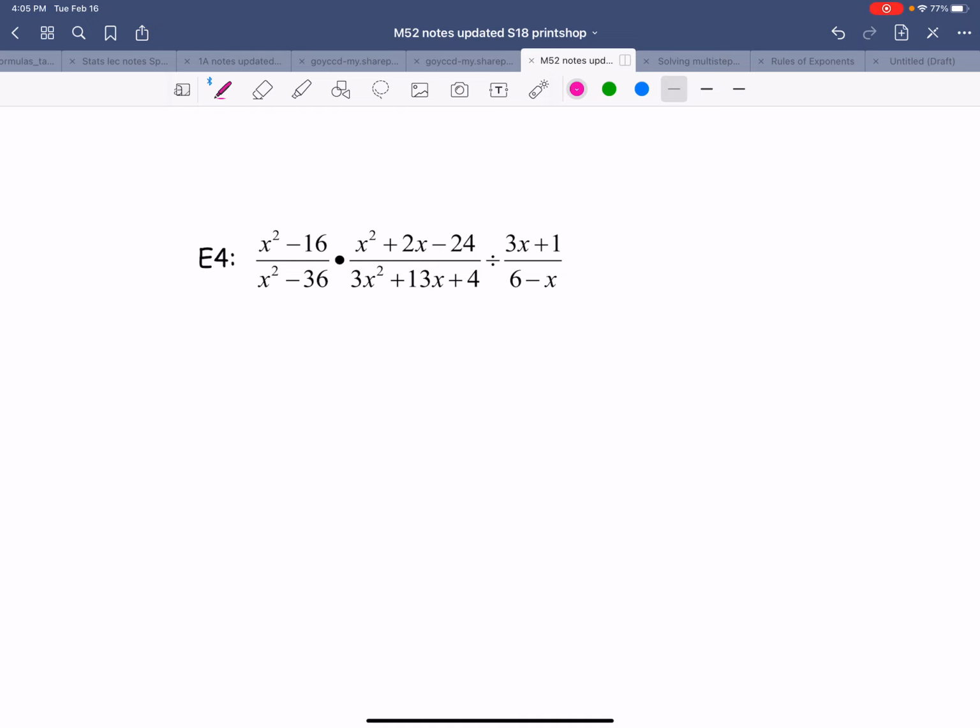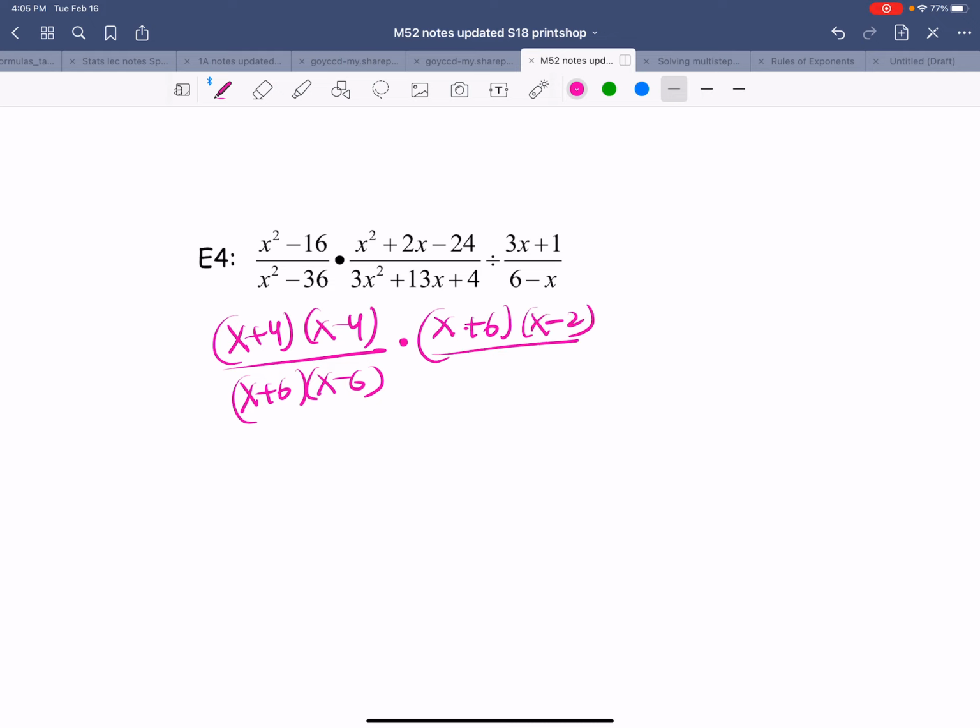So we can go ahead and do multiplication first and then take care of the division, because multiplication comes first from left to right. So x plus 4 times x minus 4, when I factor x squared minus 16. x plus 6, x minus 6, x plus 6, x minus 2, and 3 times 4 is 12, 13, and two numbers that multiply to give me 12, add up to give me 13 are 12 and 1, 3x and 3x. 3x plus 1 and x plus 4.